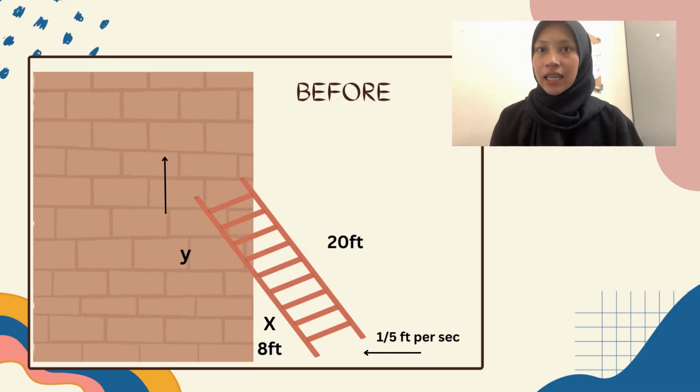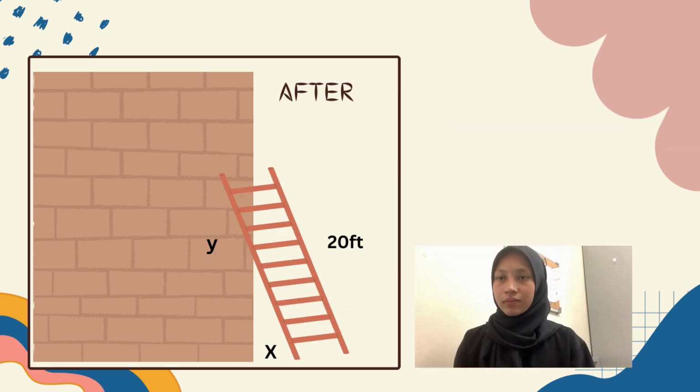As we can see, this is the illustrative image before the ladder has been pushed. We can see the 20 feet ladder is raised on the wall. At first, the bottom of the ladder is 8 feet away from the wall. After we push the ladder at the rate of 1/5 feet per second, the value of x, which we know as the distance of the bottom of the ladder from the wall, will decrease.